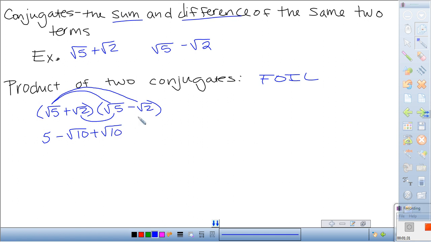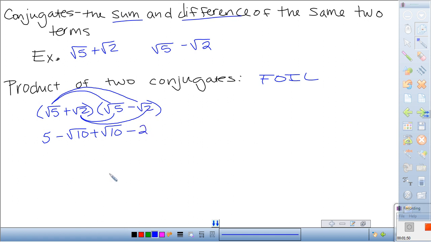2 times 5 is 10. And then finally, last terms, the square root of 2 times the negative square root of 2. We get a negative because it's a positive times a negative. And then the square root of 2 times the square root of 2, again, a radical times itself pops out of the radical.